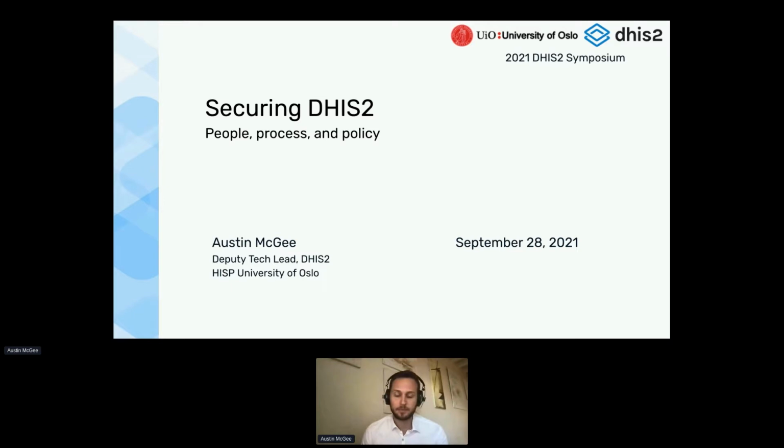Security is something that is very important, critically important, and also historically undervalued or underappreciated, I guess, in the space that we work in. And so I'm going to talk a little bit about the investments that the University of Oslo and the core team have been making in improving security and security practices at DHIS2, both within the core team and advocating those practices through the wider community.